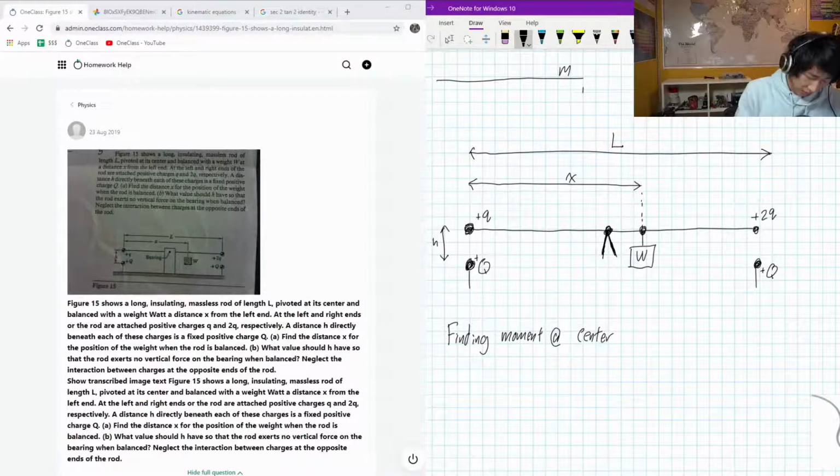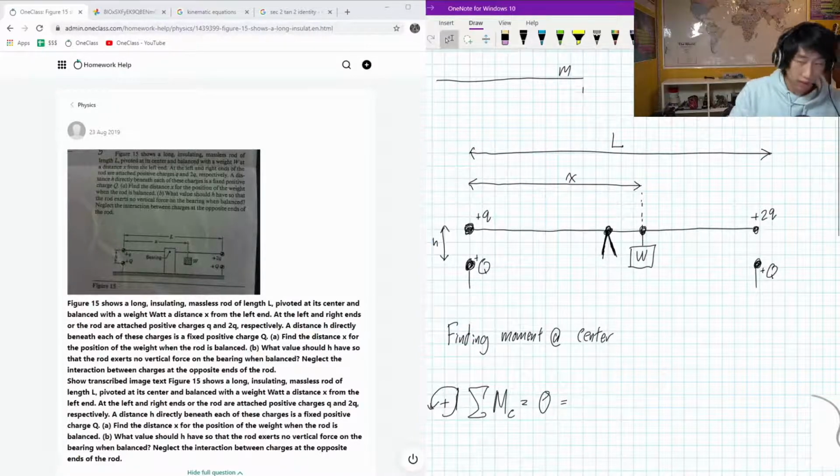To do that, we want to do something like this. If we say that counterclockwise is our positive direction, as is a typical convention, at least here in North America, the moment about C for the center is going to be 0. We know that these two Qs are both positive, and they're going to try to repel each other.